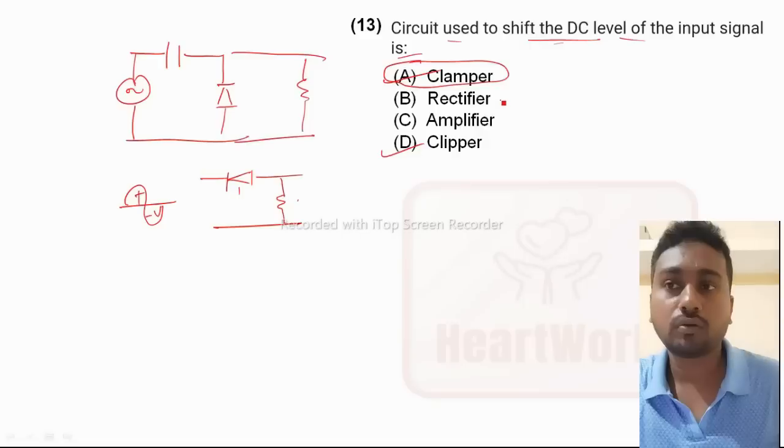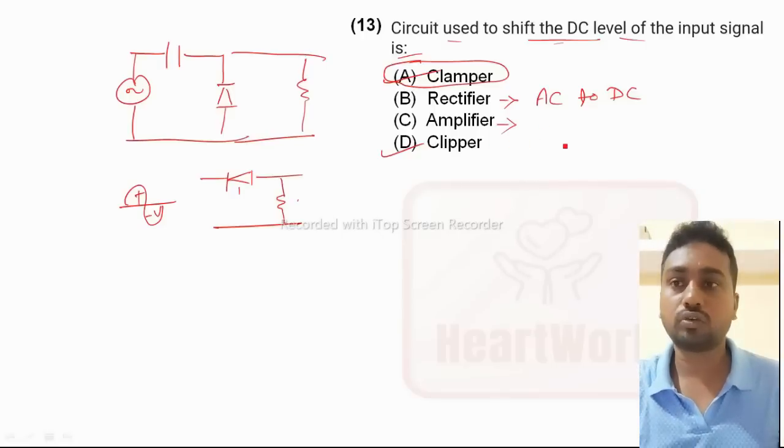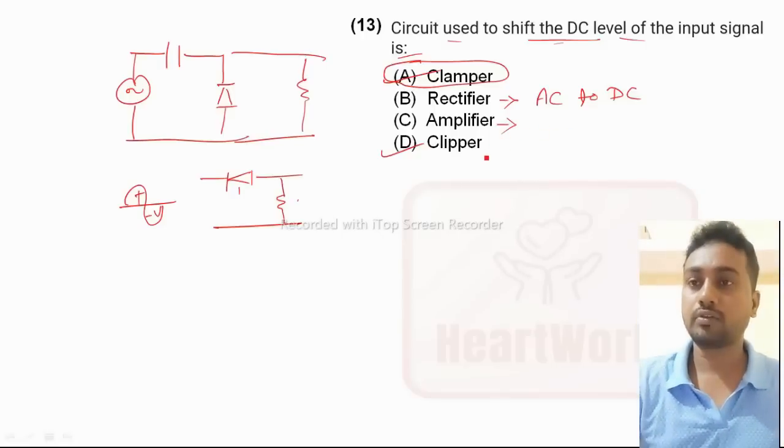Okay, here if we talk about rectifier, it is used to convert AC signal to DC signal. And amplifier, what is amplifier? Amplifier amplifies the magnitude of input signal. Okay, coming to next question.